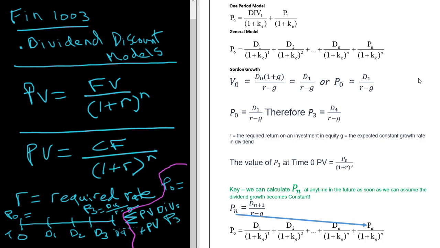The next thing that we looked at was then the general model. And the general model is basically where you're given more than one period. So you're given the dividends for 1 period, 2 period, 3 period, 4 period, more periods than 1 period. We're going to use the general model. And the value of the stock today is simply the sum of the present value of all the dividends plus the present value of the stock price at some point of time in the future.